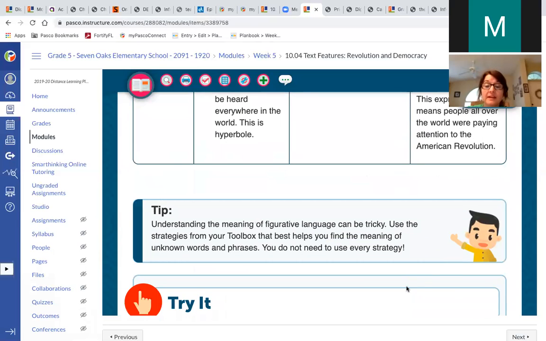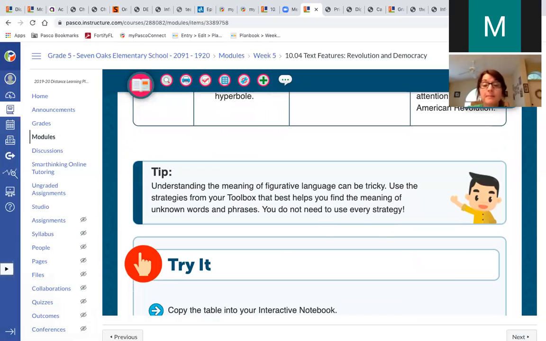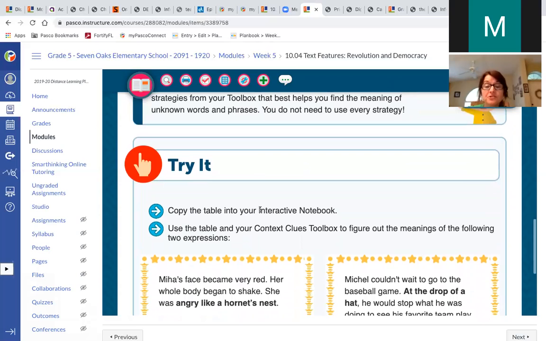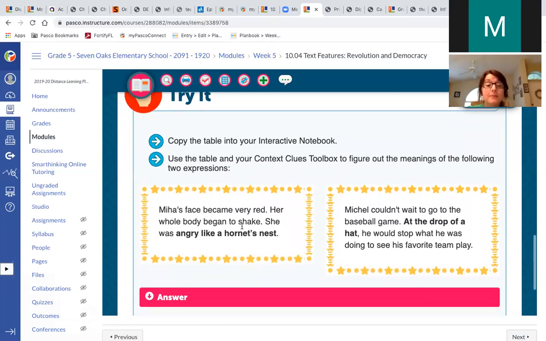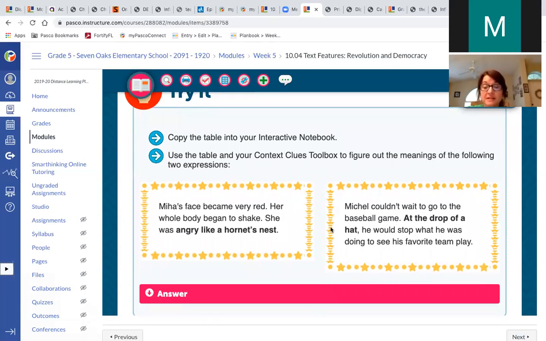Okay. They give you some tips here, a tip about the figurative language. It can be tricky, so you want to make sure that you try to go through the text very carefully to try to find meanings of unknown words and phrases. And then there's a try it here. Just read through it. You don't have to actually copy a table in your notebook or on a piece of lined paper, but do make sure that you read through these examples here.